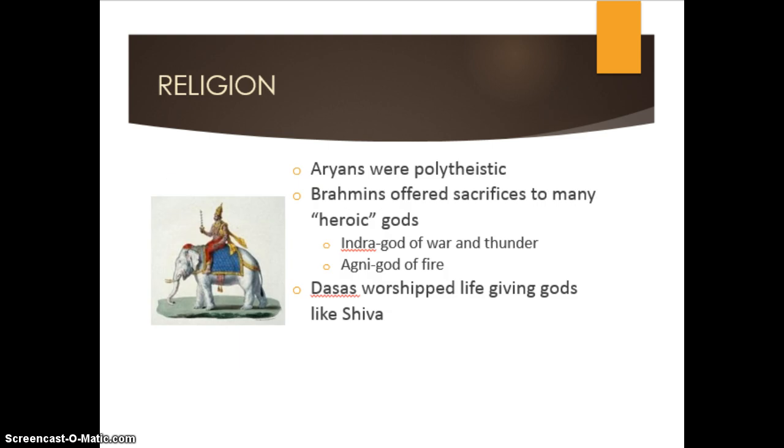The Aryans were polytheistic, meaning they believed in many, many gods. And Brahmins or priests would offer sacrifices to the hero gods, one of them being Indra, known as the god of war and thunder, and Agni, the god of fire. And the Dasas or untouchables would worship the life-giving gods like Shiva.